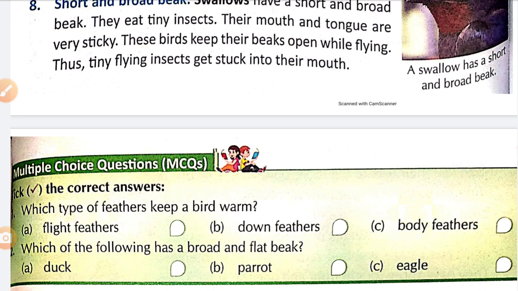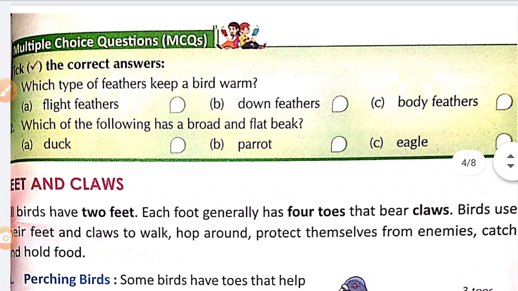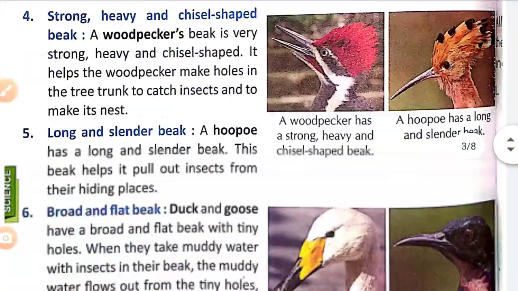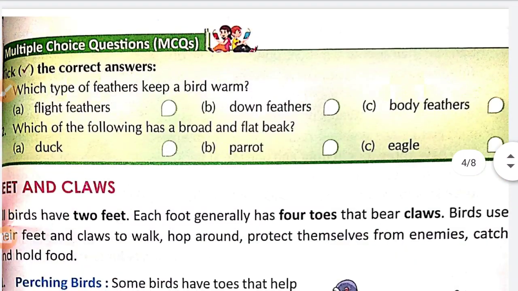So insects cannot get out easily from that sticky tongue. So these are all the types of beaks we have seen. Okay. Now next, MCQs are here.